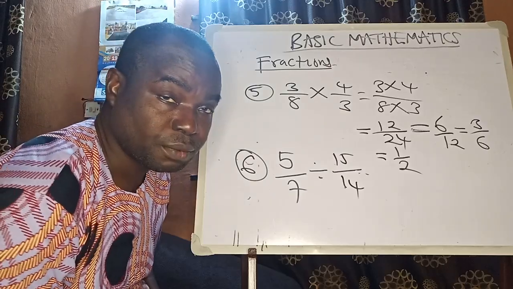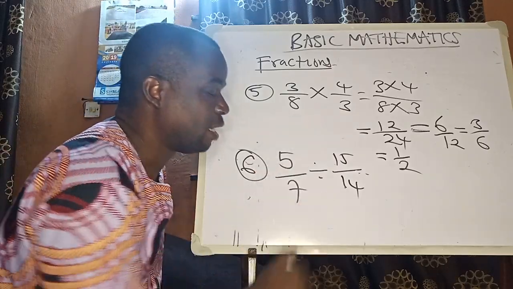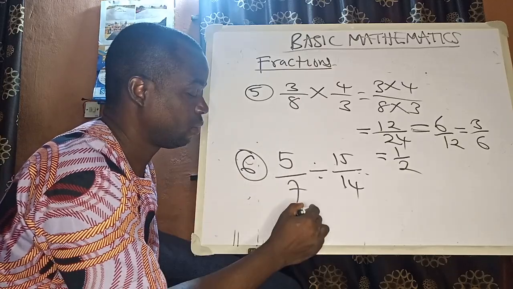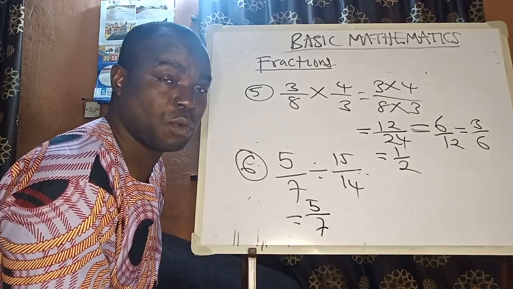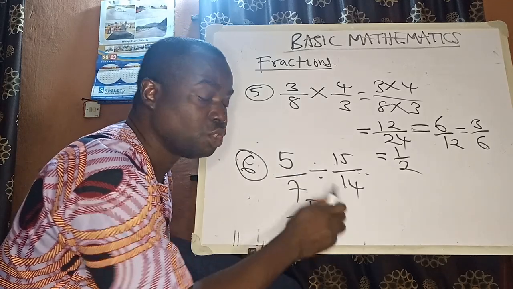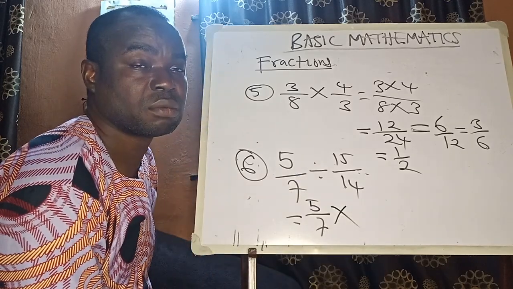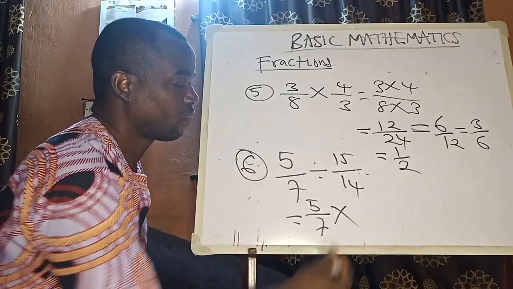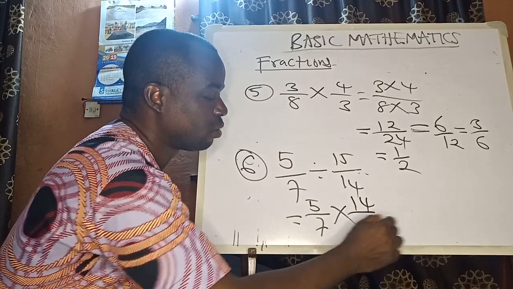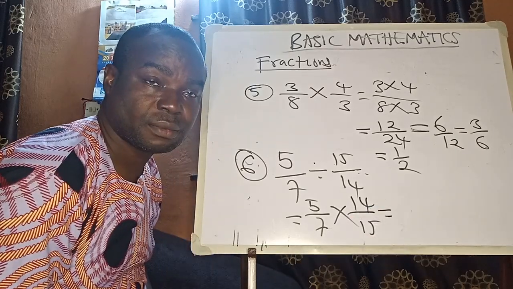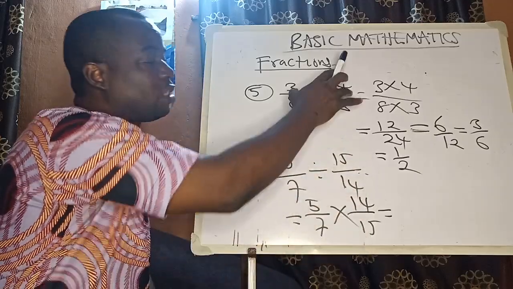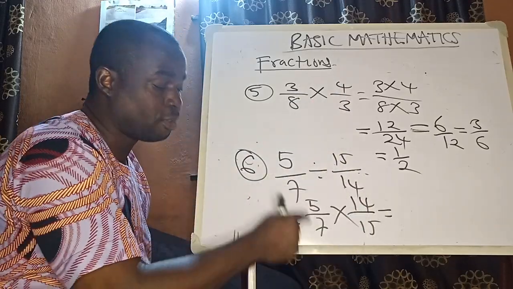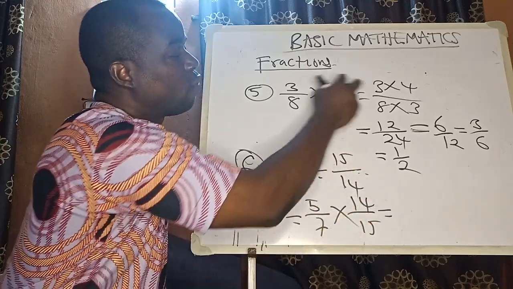Now pay attention. How do you divide? If you want to divide, what you simply do is you bring down this first fraction here. 5 over 7. Are we good? This division, change it to times, and swap these two like this. So you have 14 over 15. You see that? It will automatically change to times. So change division to times and swap these two. Don't swap this one. So you now solve it the way I solve this multiplication.